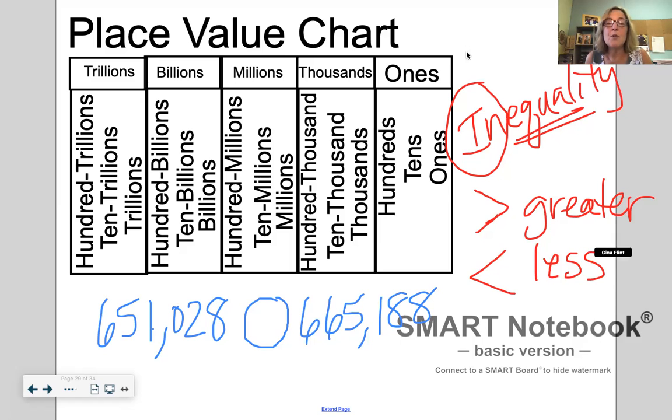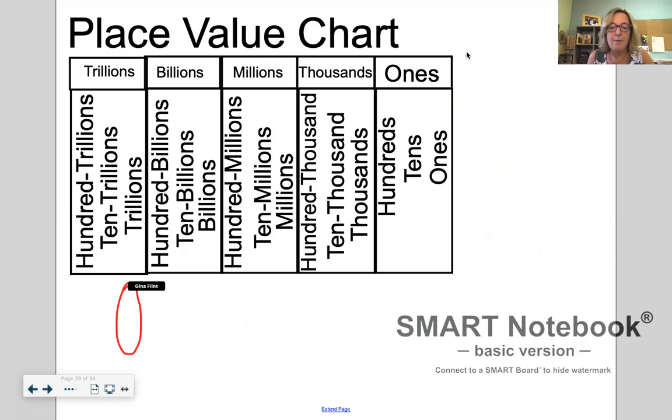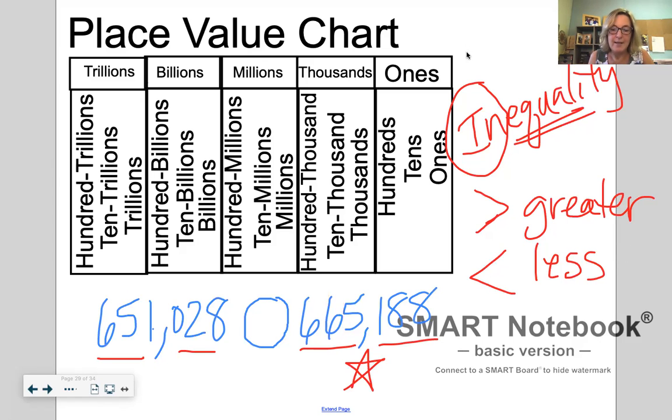So now what we're going to do is we're going to write the inequality, putting the correct symbol between the two numbers. So we started with 651,028 and we compared it to 665,188. And we decided that this number, the second number, was greater because it had more 10,000s than the first number. Uh-oh, I lost my numbers. There it is. Okay, so that means this first number is less than the second number. So we would put the less than symbol there.